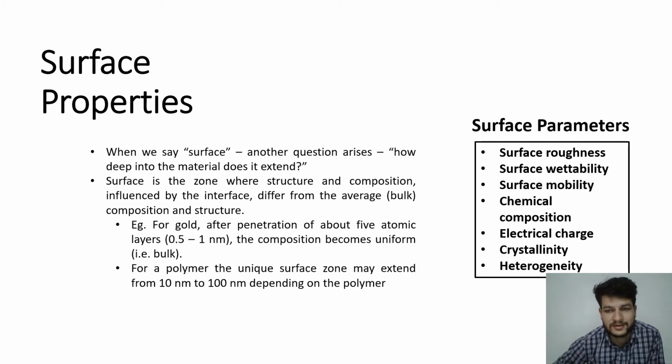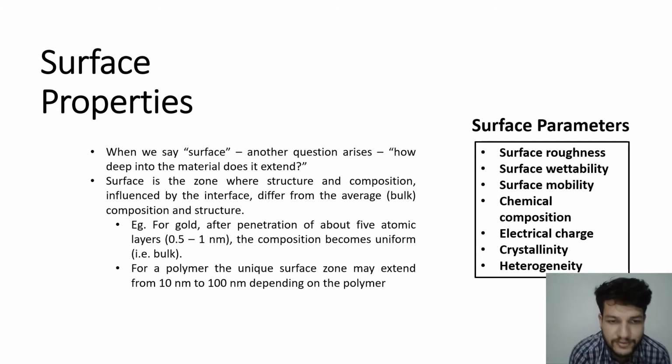When talking about studying the surface properties, one important question is: how deep is the surface? How deep in the material can we call it the surface? It has been defined as a zone where structure and composition are influenced by the interface, and after this interface there is a different composition and a different structure, and after that the bulk of the material starts. So the surface has a different composition and structure as compared to the rest of the bulk of the material.